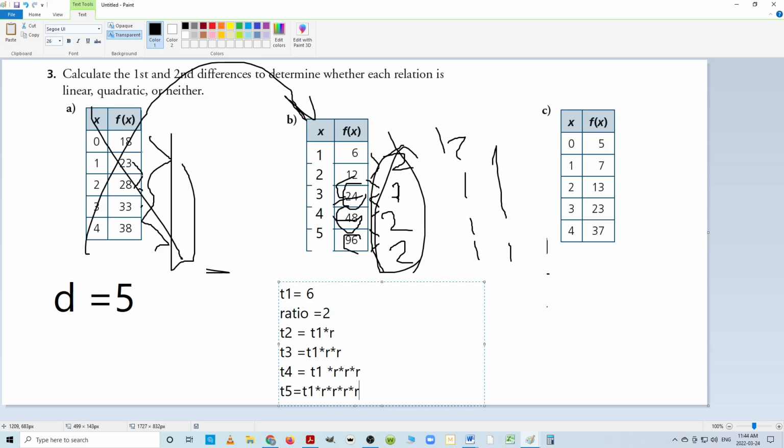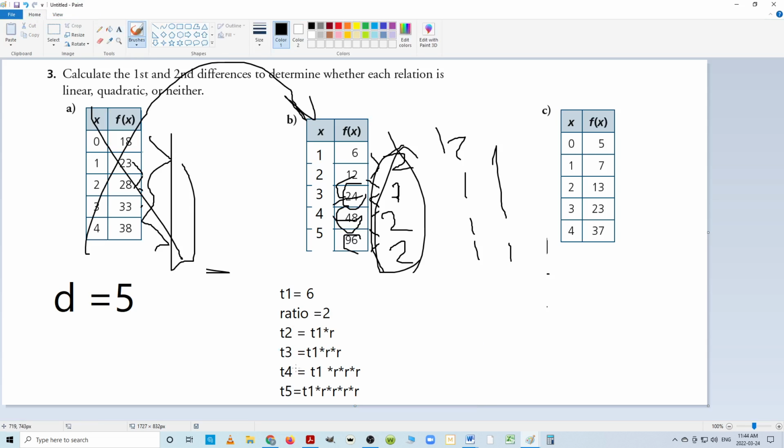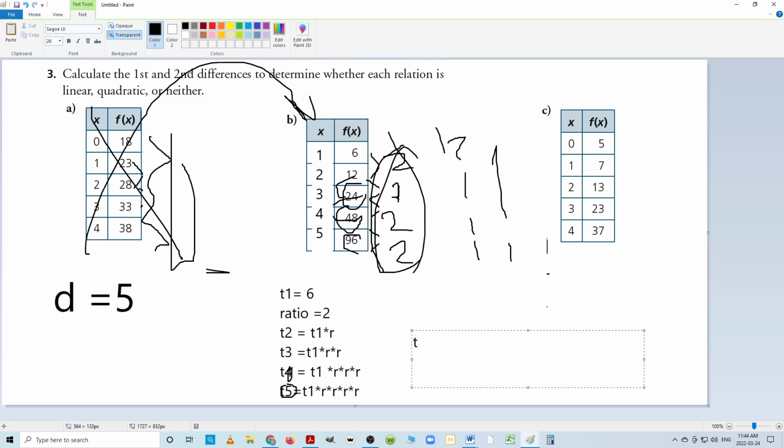What's the connection between the number of times I'm writing the ratio and the terms? Well, this is term 5, and I've written the ratio 4 times. This is term 4, and I've written the ratio 3 times. This is term 3, and I've written the ratio 2 times. Which means an overall formula would be any term I'm looking for, which is written like this, is equal to the first term, which is sometimes written as A.